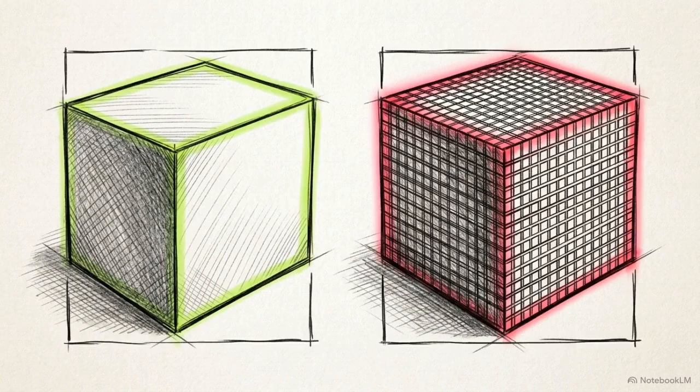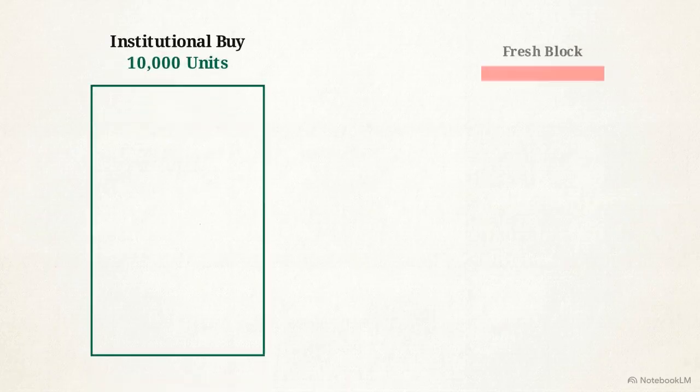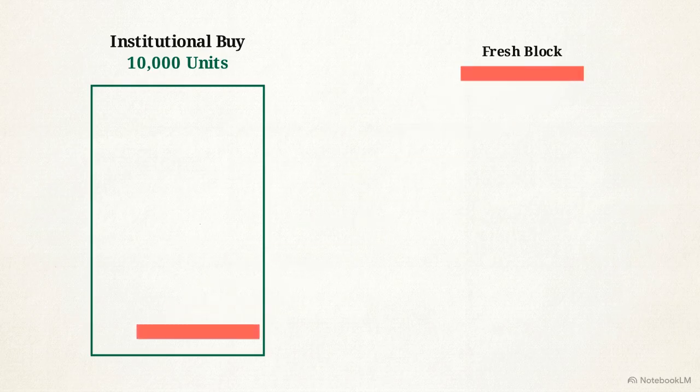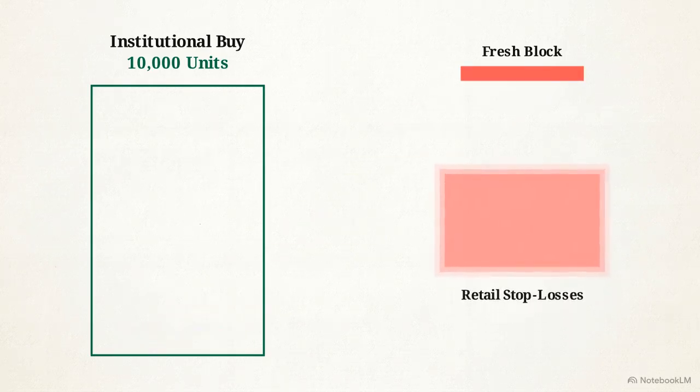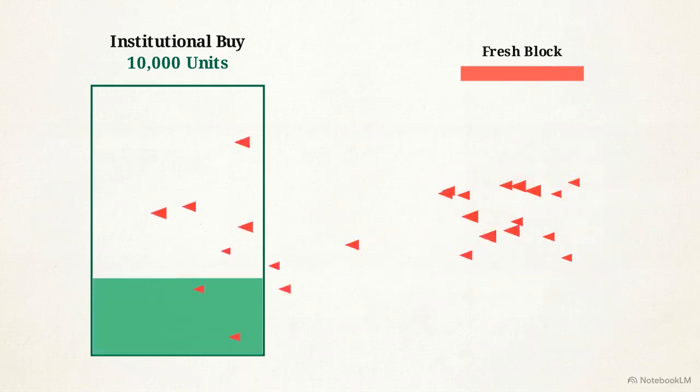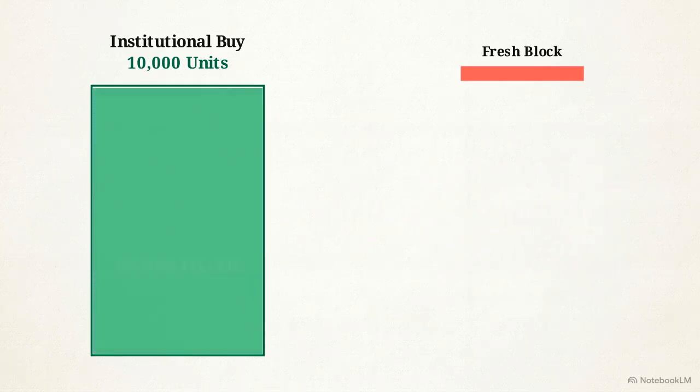To fill an order for 10,000 contracts, an institution must find an equal and opposite pool of 10,000 sell orders. Sellers at a fresh block cannot fill massive institutional buys without extreme slippage. However, a high-density pool of retail stop losses sits just below. The algorithm drives price down to strike this cluster. Once triggered, these stops instantly convert into a flood of active sell market orders.